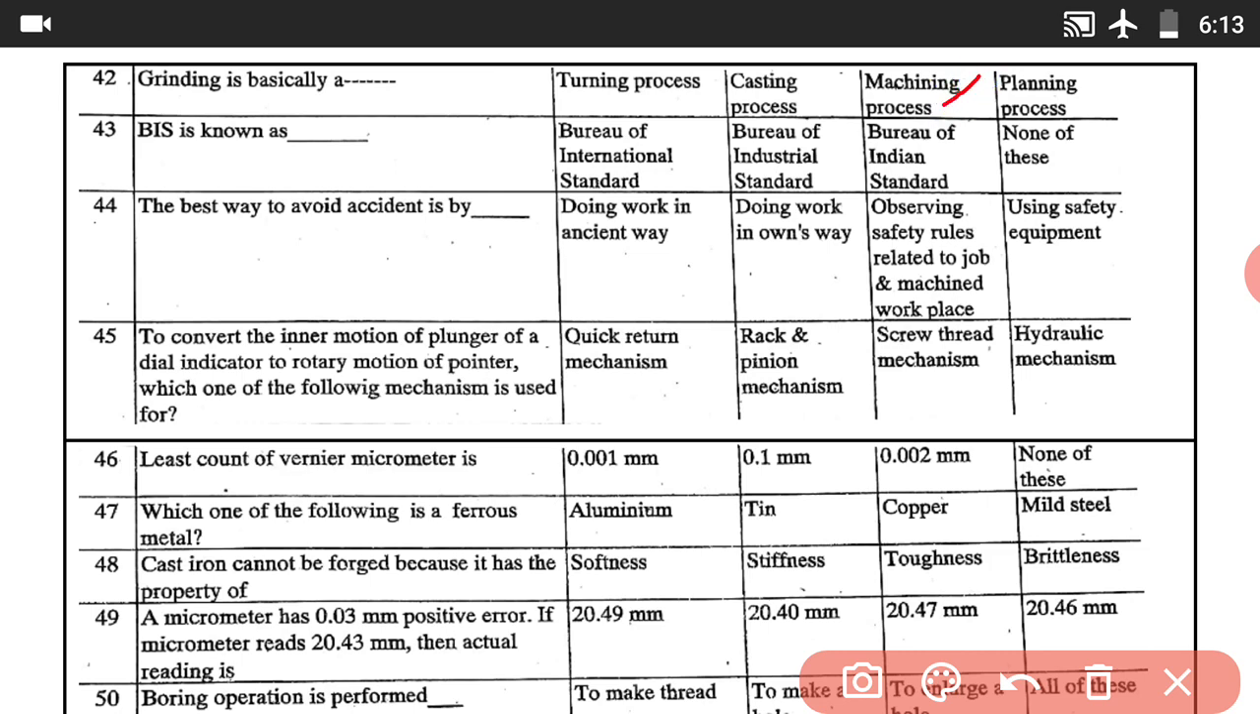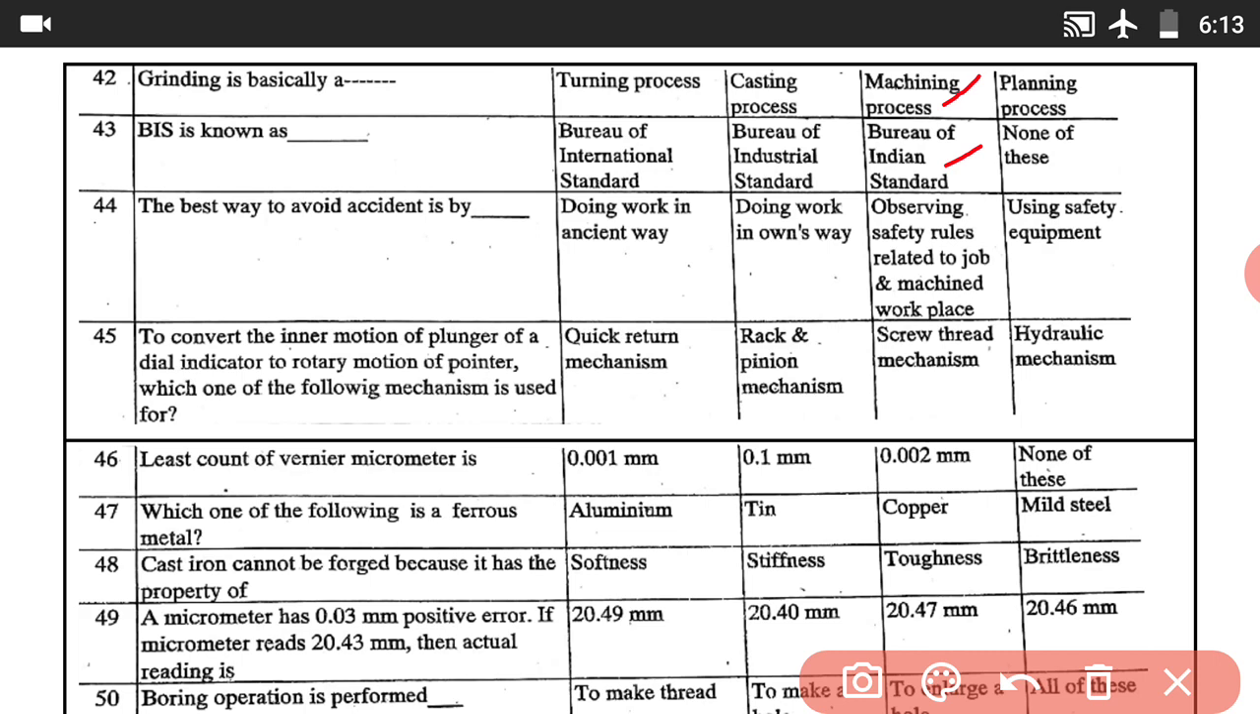Question number 43. ISI is known as dash. The answer is Indian Standard. Option C is the correct answer.